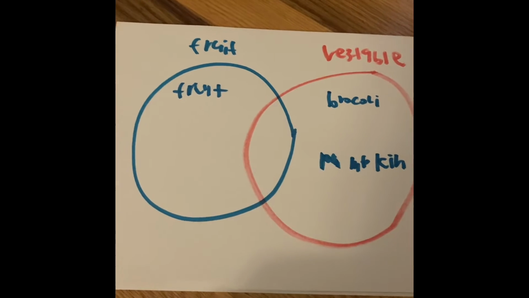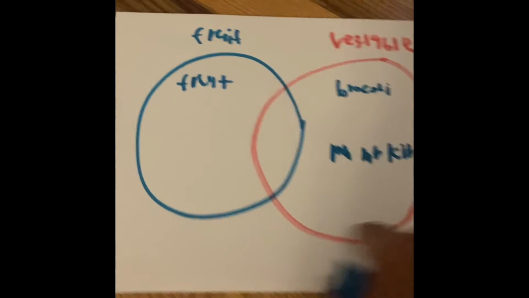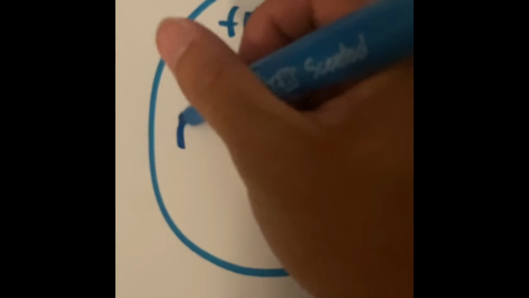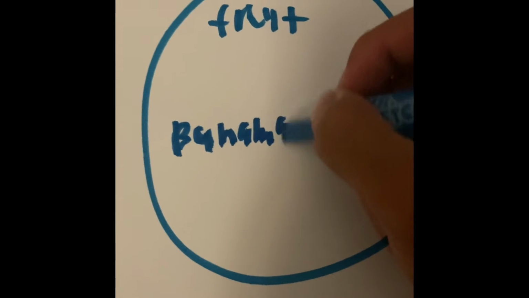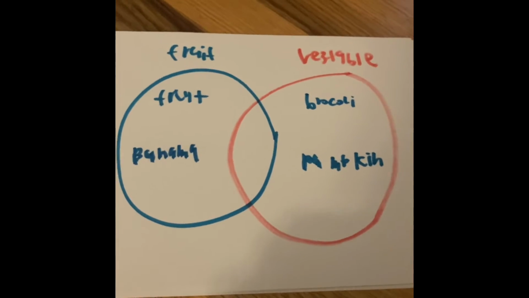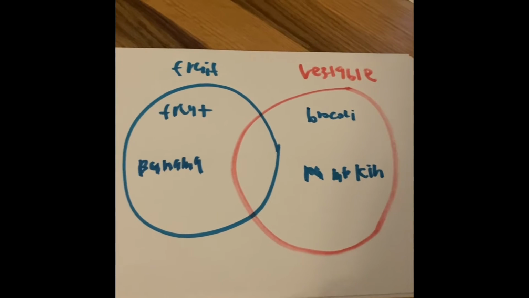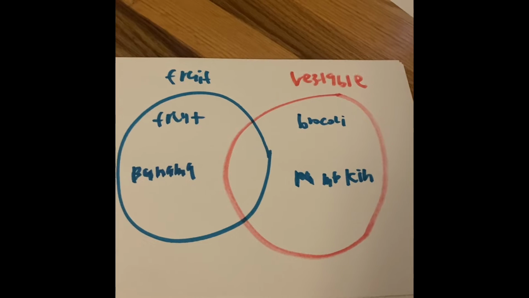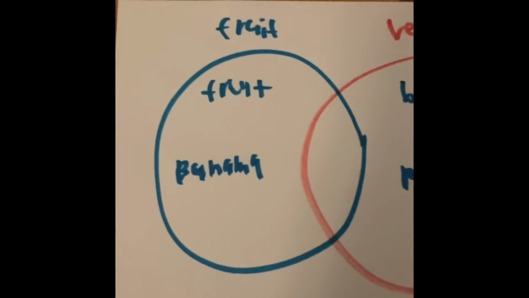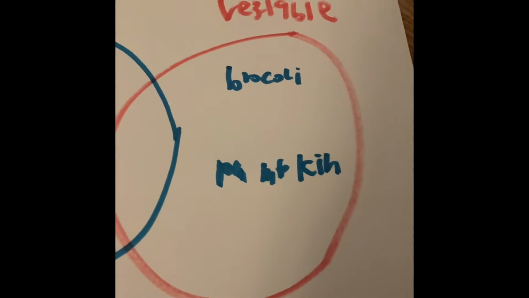Is a banana a fruit or a vegetable? A banana is a fruit. Now the final one is a tomato. Is a tomato a fruit or a vegetable? Well, some people say it's a fruit, while some people say it's a vegetable.